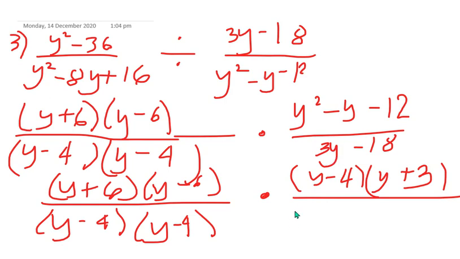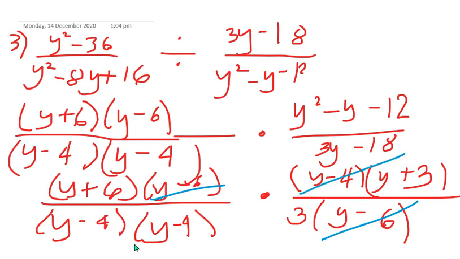And then the denominator, we're going to factor using common factor. The common factor is 3. So 3y divided by 3 is y, minus 18 divided by 3 is 6. Okay, now look. And so y minus 6, we have here y minus 6 divided by y minus 6, y minus 4 divided by y minus 4.